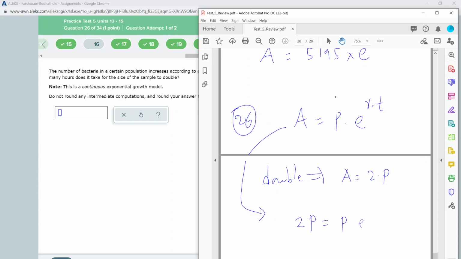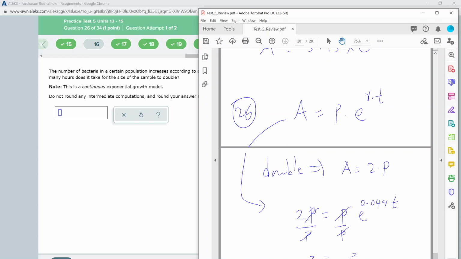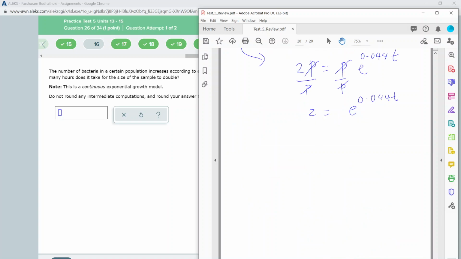P is already there, the rate is given, we have 4.4%, so that means 0.044. Time is unknown. Without knowing your initial population you can just write a as 2 times p. Now if you divide both sides by p, it will be 2 equals e to the power 0.044t. So to find t, just take ln of both sides. On the right side, ln and e will cancel out, so you are going to get 0.044t.